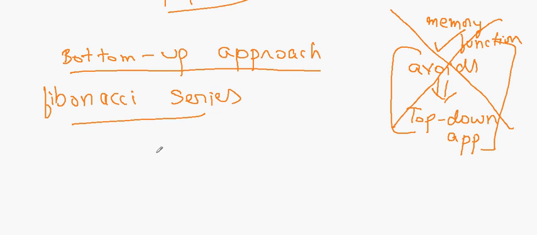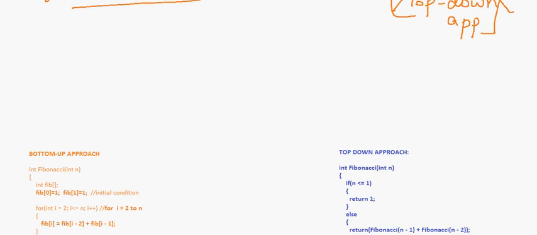For this video, I'll explain the top-down approach and the bottom-up approach to solve the Fibonacci series. The bottom-up approach is the dynamic programming approach, and the top-down approach is a non-dynamic programming approach. I've already pasted the code for the top-down and the bottom-up approach.